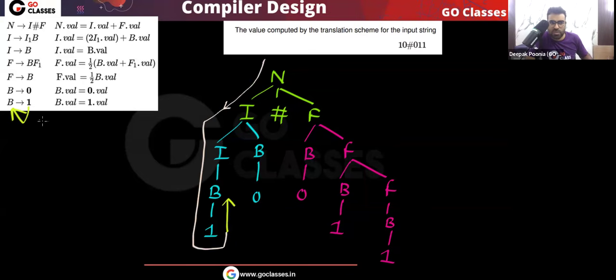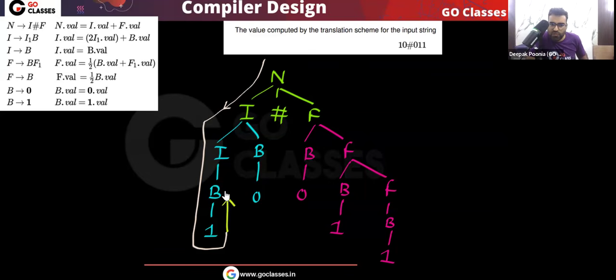When 1 is reducing to B, immediately after this reduction we will execute the corresponding semantic action. The corresponding semantic action is B dot value becomes 1 dot value, and 1 dot value is already 1. So this B dot value will become 1 dot value, that is 1.